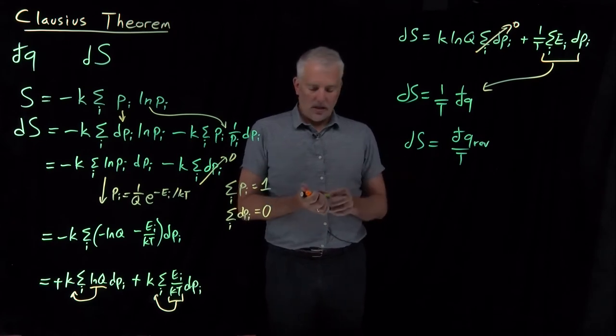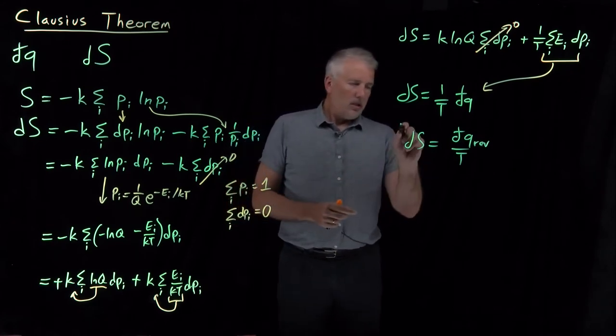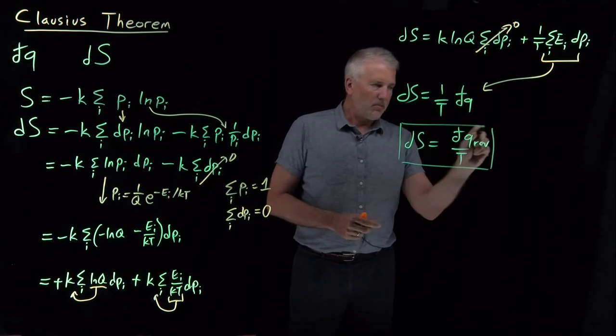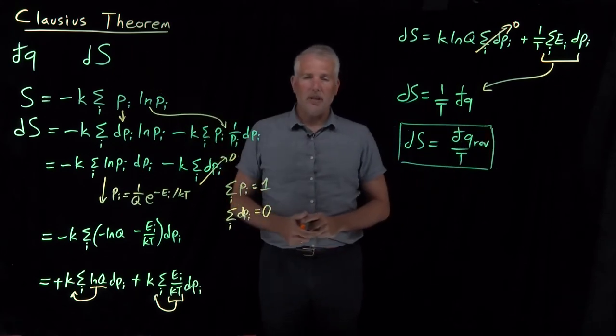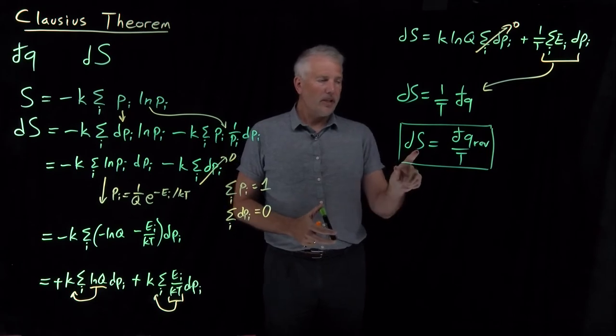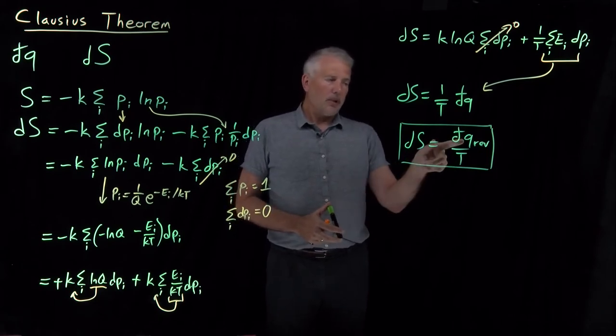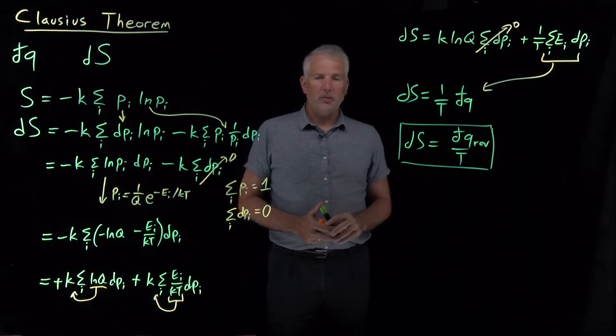I'll put that equation in a box because it's important. We'll come back to it several times. That equation, that's the equation we can call Clausius Theorem. This connection between the entropy and the heat applies primarily to the reversible heat.